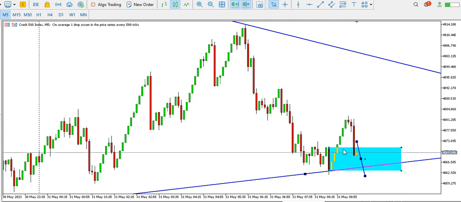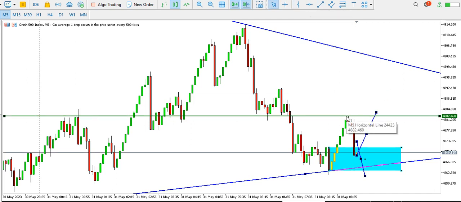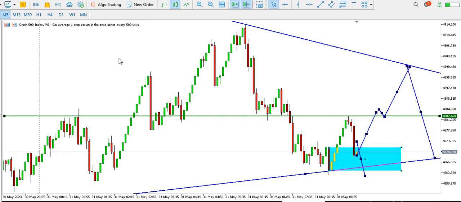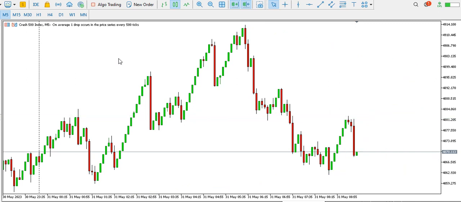But if the buyers are able to hold this level and push price above the 4882.5 level, and we have a retest of that level, we might see price rising to the descending trend line around here for the range to continue. Okay, but for now, price is ranging on the 5 minutes time frame.